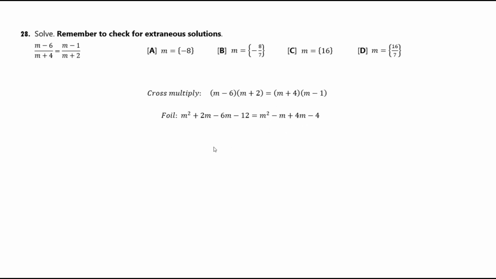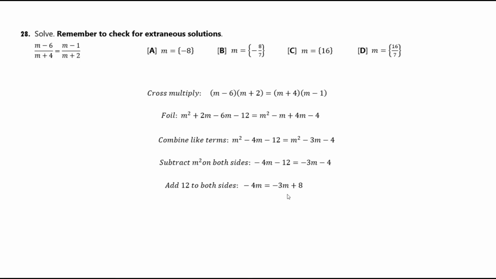Now we're going to go ahead and solve. Remember, this is quadratic, so you want to make one side equal to 0, so you want to move everything else to one side. Before I do that, I'm going to combine like terms to make it easier for me. I know that 2m minus 6m is negative 4m. I know that negative m plus 4m is 3m. Now we can start moving things over. I'm going to subtract the m squared on both sides, and they cancel. That leaves us with negative 4m minus 12 on the left, 3m minus 4 on the right.